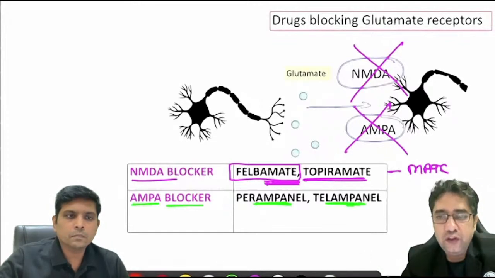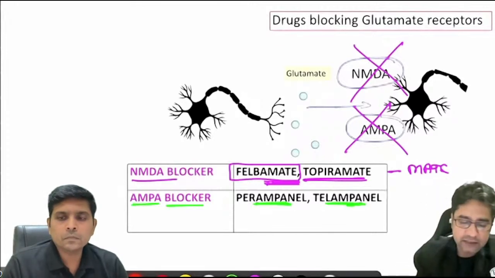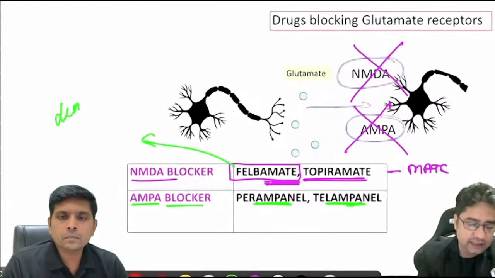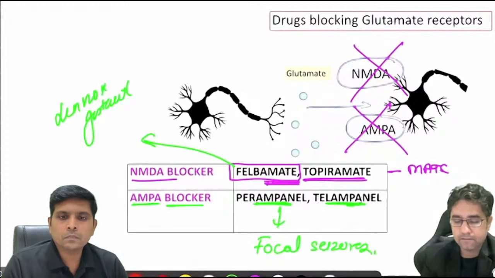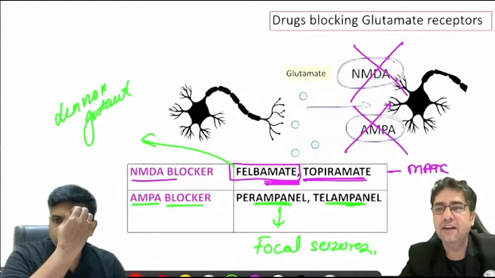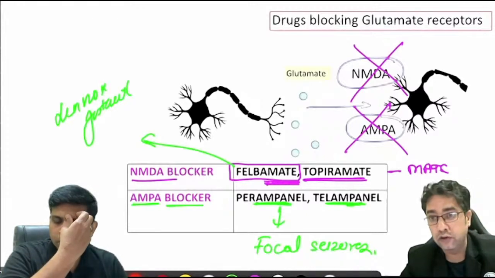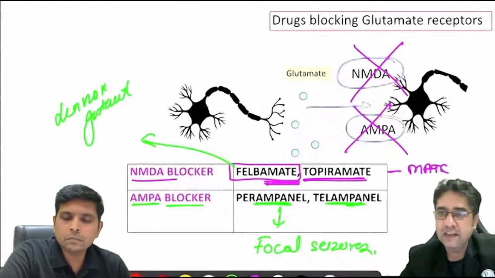So these are the new drugs which have recently got approved. Felbamate has been approved, as we just discussed, in Lennox-Gastaut syndrome. And these two drugs have been approved for focal seizures. Agree? So this is all the classification of anti-epileptic drugs. In pharma, you need to know and integrate which drug to be used in which clinical case of epilepsy in childhood. So this is all from my side.